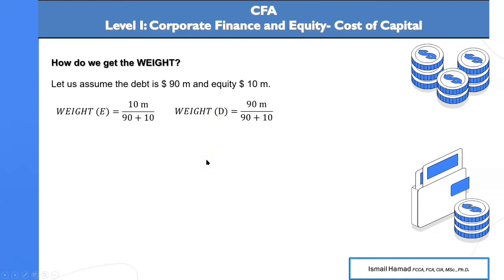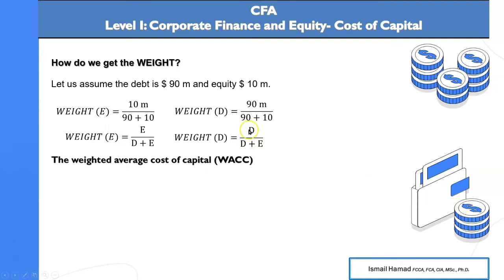So in terms of simple algebra, we say the weight of the equity equals the value of the equity, 10, divided by debt plus equity. Debt plus equity is the total finance in the company, and this is the equity. I'll get the weight. Here it is the other way around: I'll put the debt first, divided by the total.